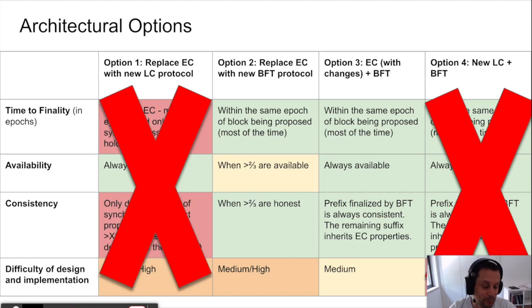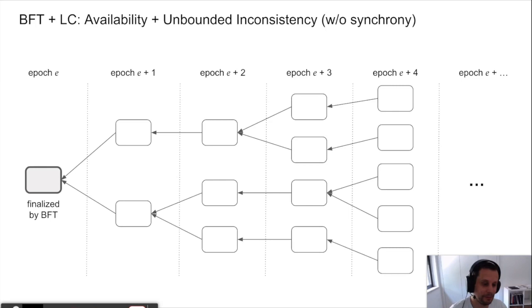So the two options on the table represent extreme ends of the spectrum between availability and consistency. On one hand, the option of having a longest chain style protocol and a BFT style protocol to finalize the blocks gives you availability, because the longest chain style protocol always guarantees availability regardless of the number of nodes actually participating in the network. But that availability comes at the price of having this unbounded inconsistency in the system, in which the chain can grow over time and become arbitrarily inconsistent.